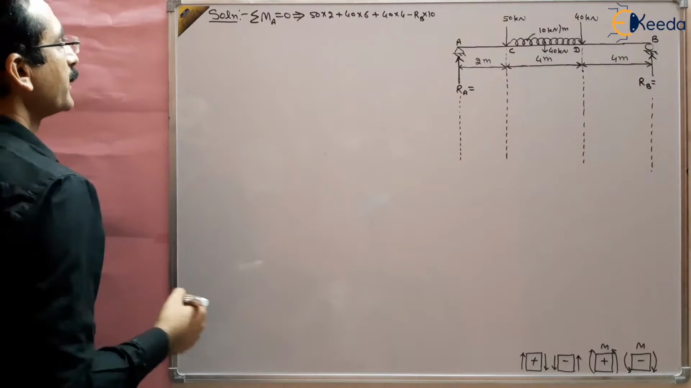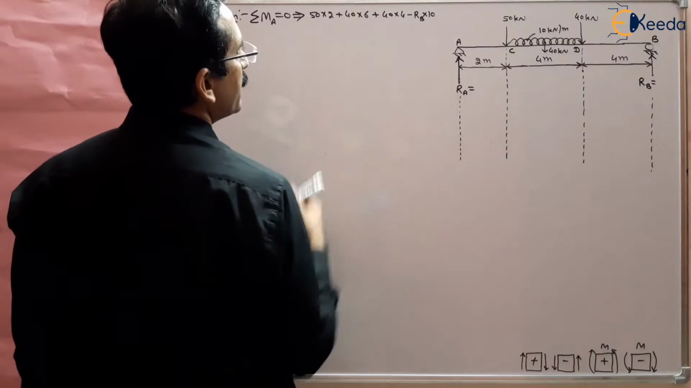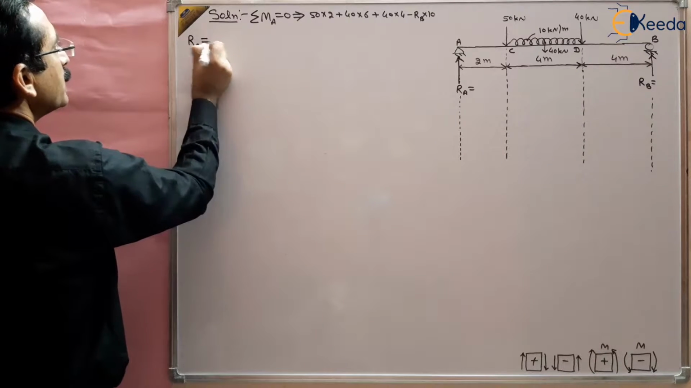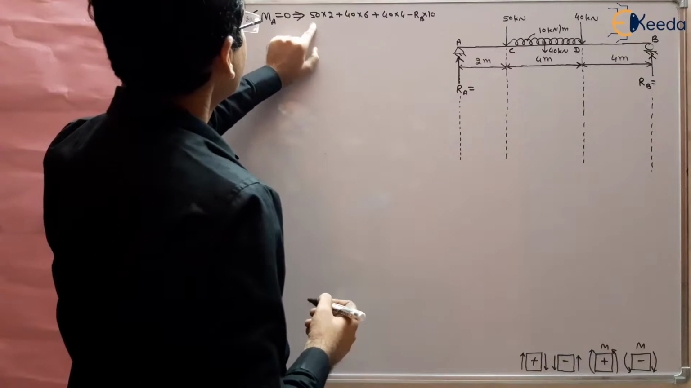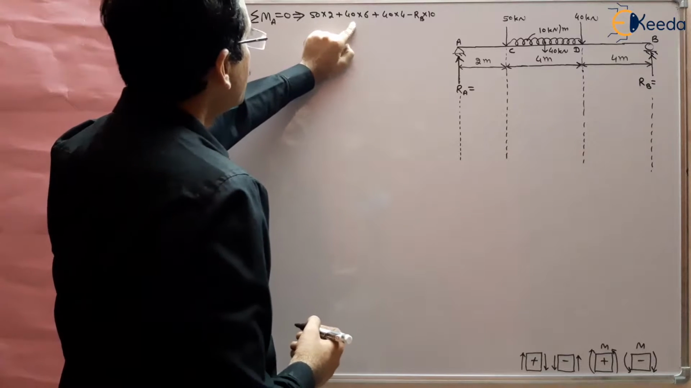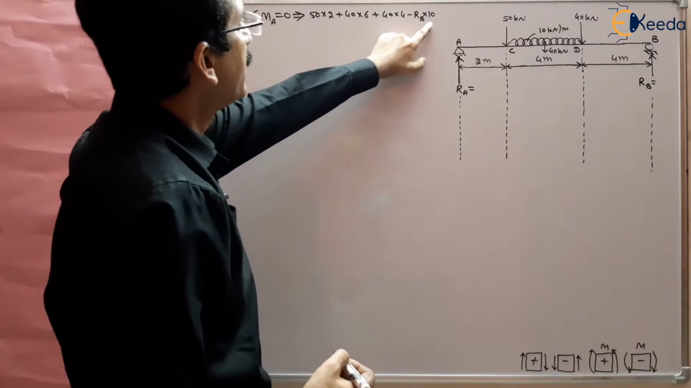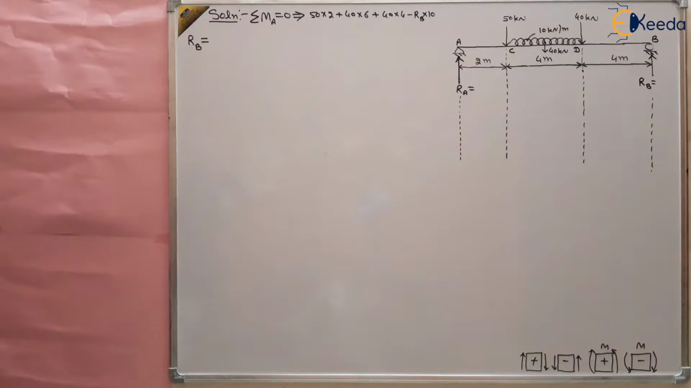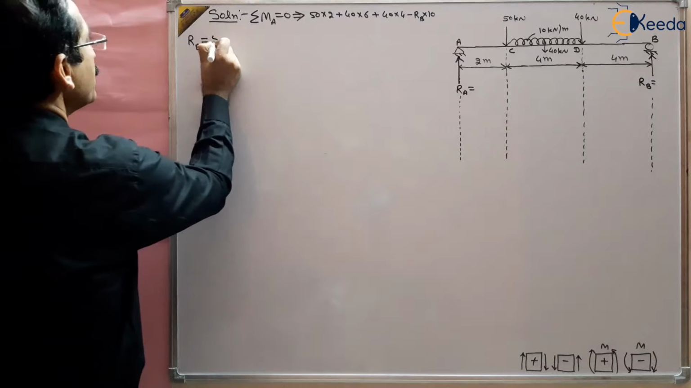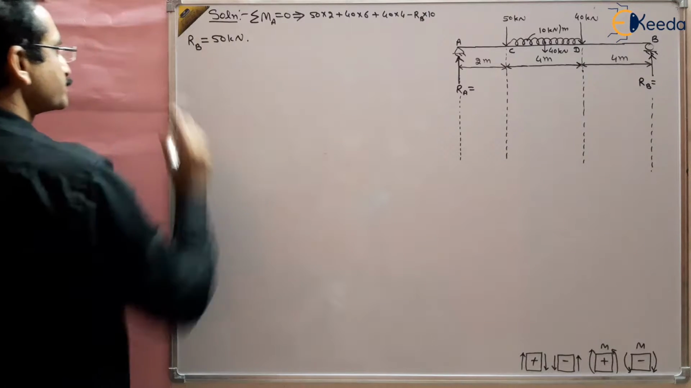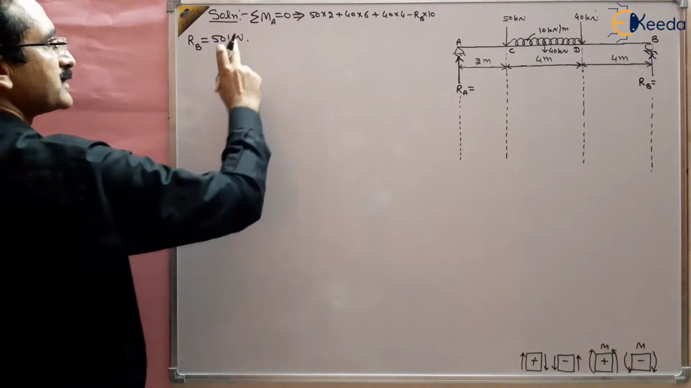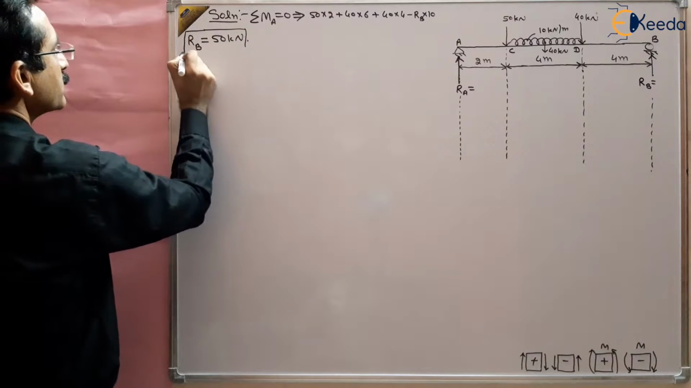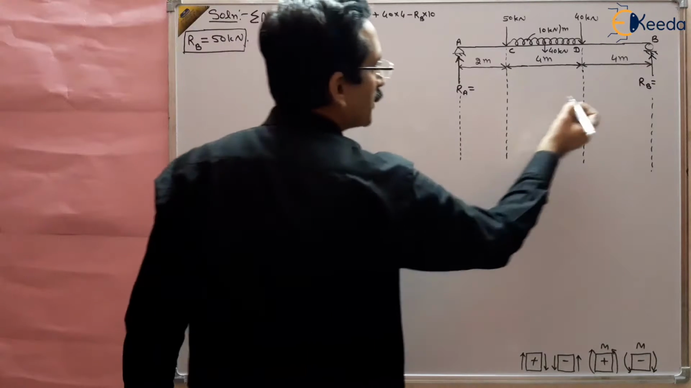So from here we can find out RB. Solve it and you will get, this is 100, 240, 160, and then this is RB multiplied by 10. So RB will come out to be 50 kilonewton. So this one equation we have obtained, that RB is 50 kilonewton.